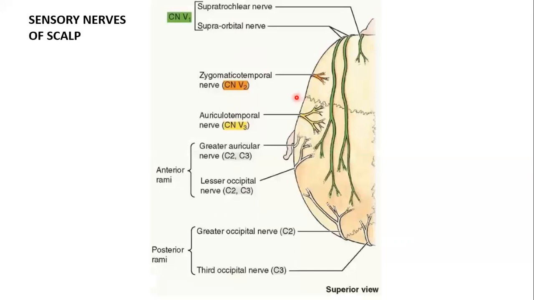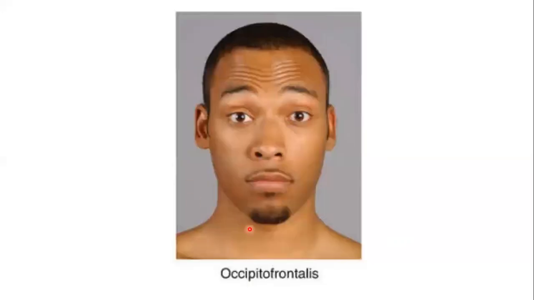So going on, mention that the occipitofrontalis is supplied by the facial nerve, like all of the muscles of facial expression. Of course, they develop in the second pharyngeal arch. It's mesoderm, so its nerve is the facial nerve.